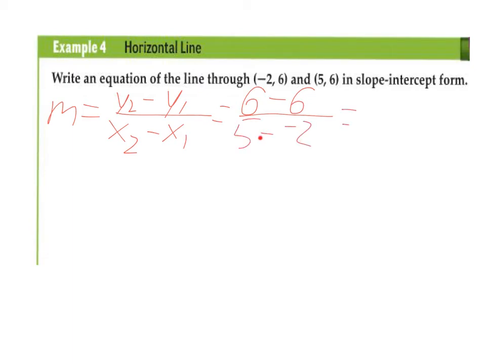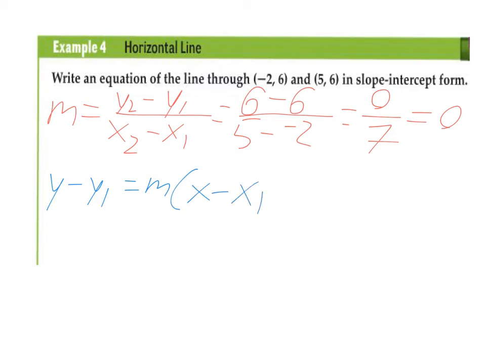While the denominator will become a 7, it doesn't really matter to us because the numerator becomes a 0, and 0 divided by anything is 0. So our slope here becomes 0. We have a horizontal line. Since we have a slope and we have a point, let's use point-slope form: y minus y sub 1 is equal to m times x minus x sub 1.